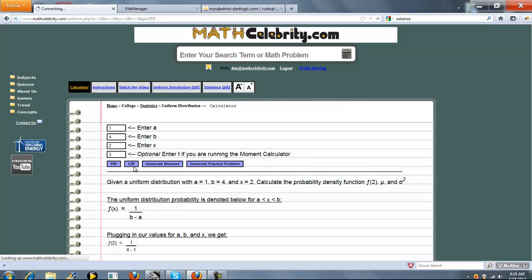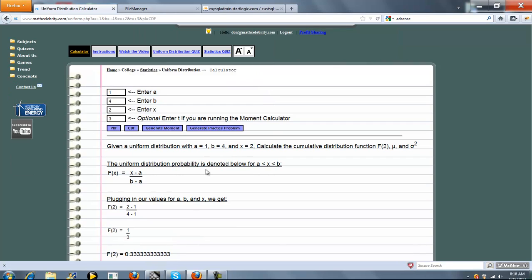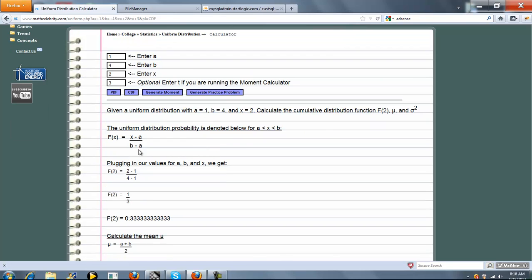Now let's do CDF, the cumulative distribution function. Now this is capital F, so we're going to use the A, B, and X you entered and calculate the CDF. The formula for CDF is (X minus A) over (B minus A). So we take the three entries that you gave us and plug them in and we get 1/3, or 0.3333 for this particular problem.